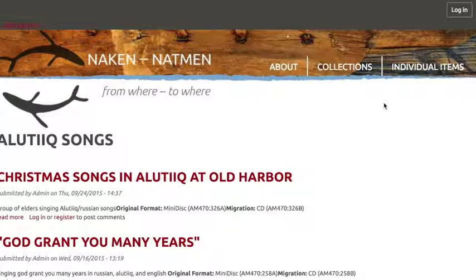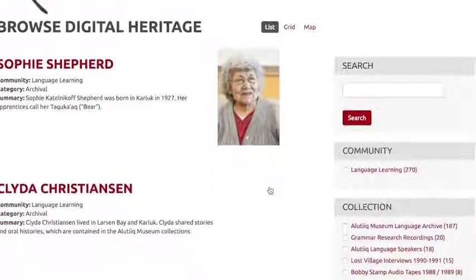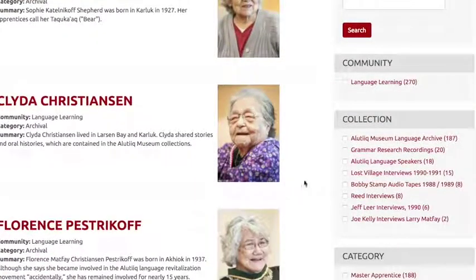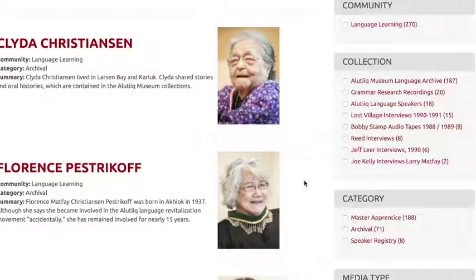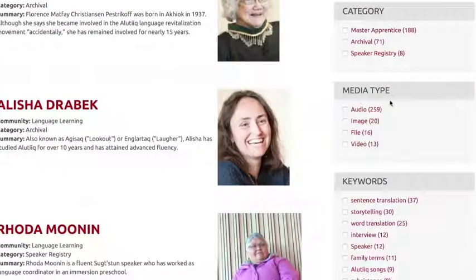Another way we can search this website is by clicking on individual items. When we click on individual items, we're brought to this page, which is every single item that is featured on this website. I find the most handy feature of this page to be the keywords and tags over here on the right-hand side. We'll see the different collections that we saw on the collections page, different categories, different media types if we're interested only in audio files, or maybe we're only interested in videos. We could click here to see all of the videos housed on this website.